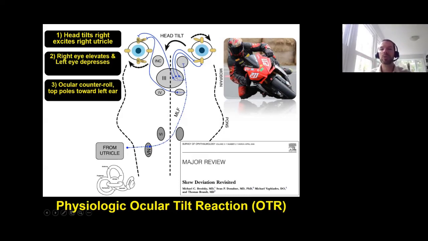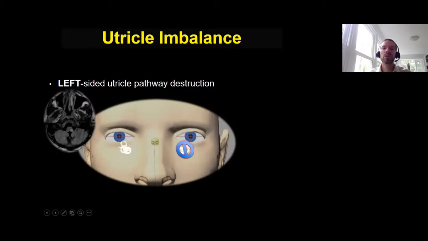get back to earth vertical. So let's say you have left-sided utricle pathway destruction, as in the case of a left-sided lateral medullary stroke or a Wallenberg syndrome. In this case, there's relative hypoactivity of the left utricle and relative hyperactivity of the right utricle.